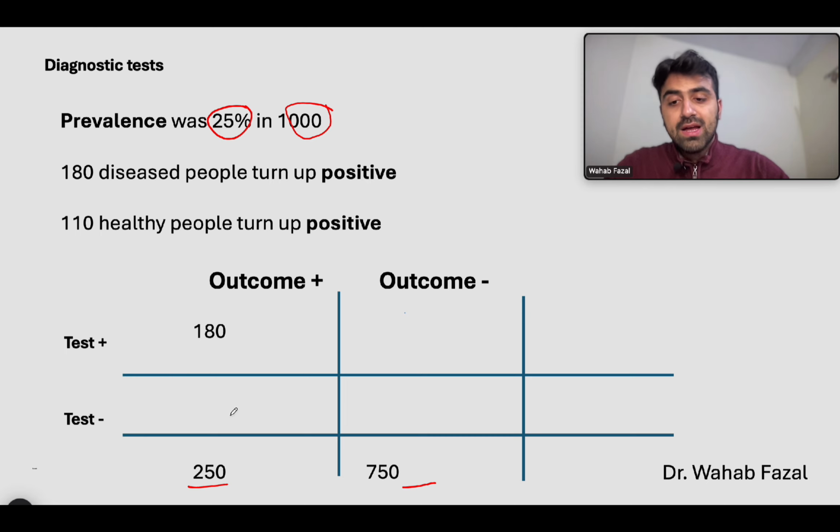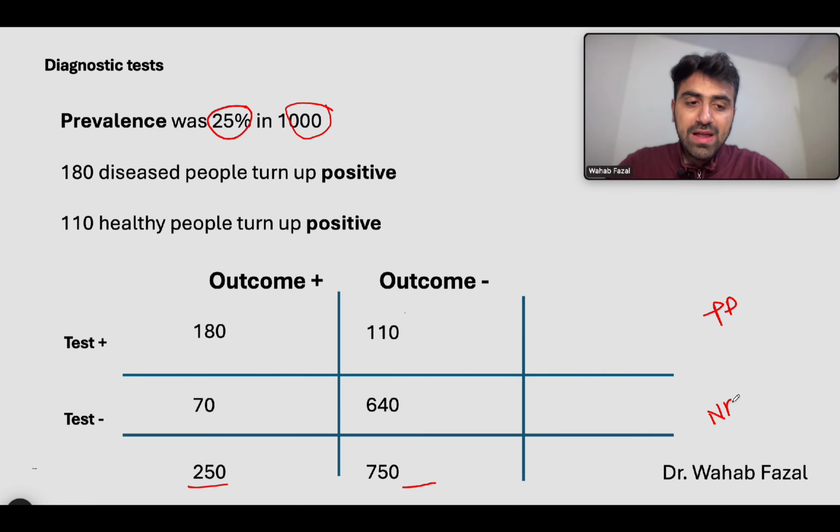You can write it here, and that leaves us with 70 people. So you can write 70 over here. 110 healthy people turn up positive. These are false positives. So you can write 110 healthy people over here, and if you subtract 110 from 750, that leaves you with 640. Now if we want to calculate the positive predictive value and the negative predictive value, we should write the values over here as well, which is 290 and 710.